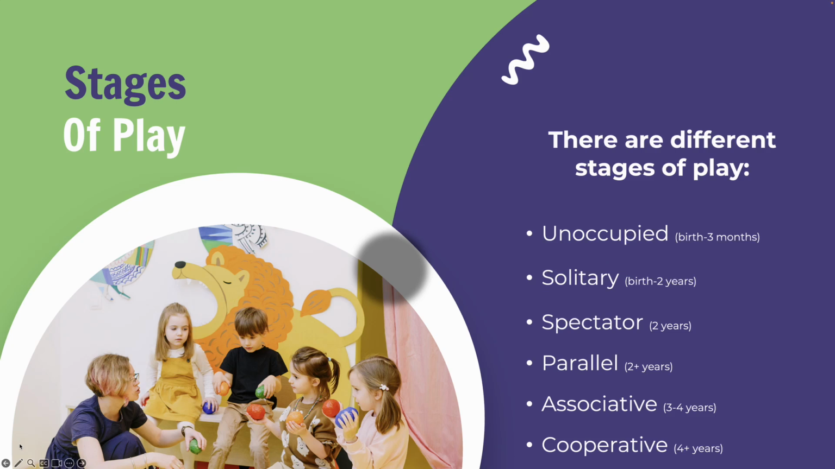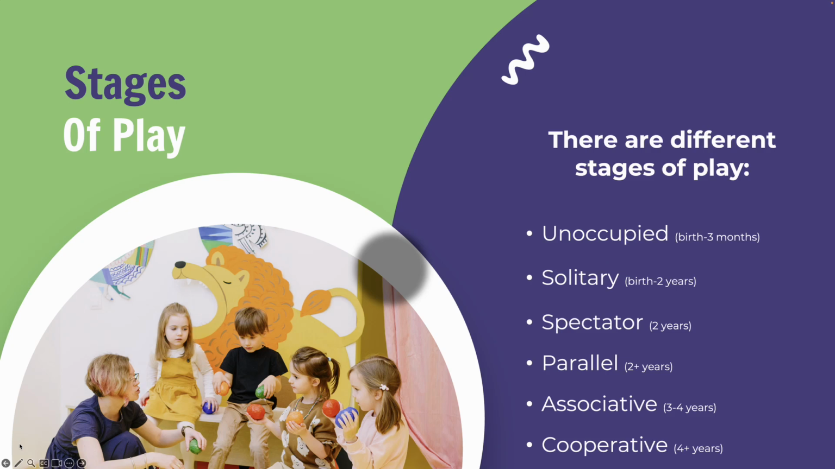There are different stages of play, including unoccupied, solitary, onlooker, parallel play, associative, and cooperative play. Children are at different stages in their developmental journey and need to be provided with equipment and an indoor and outdoor playground design that supports these.